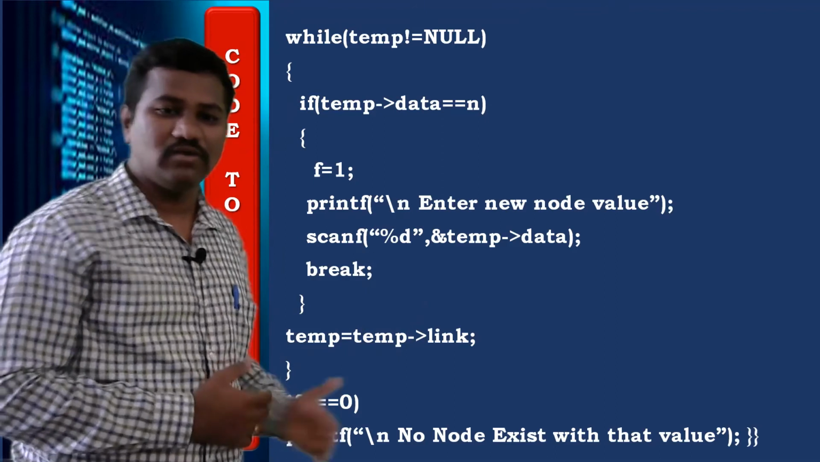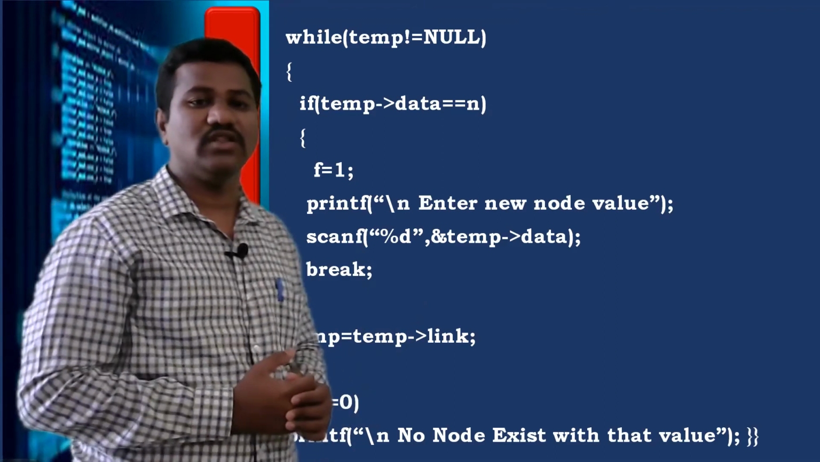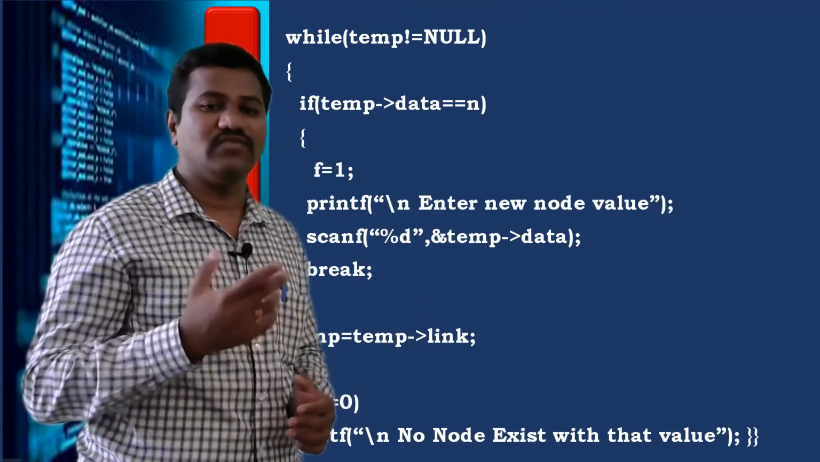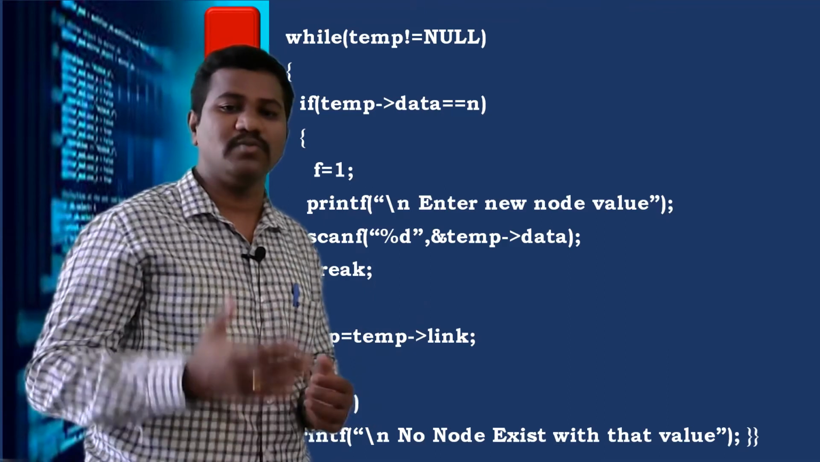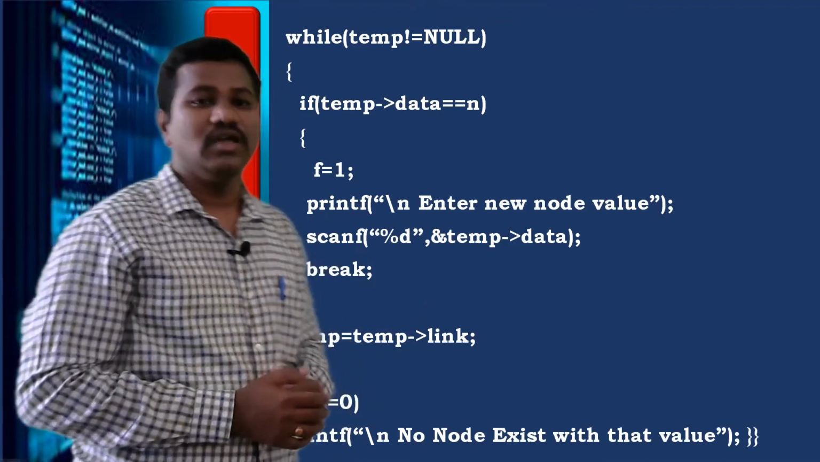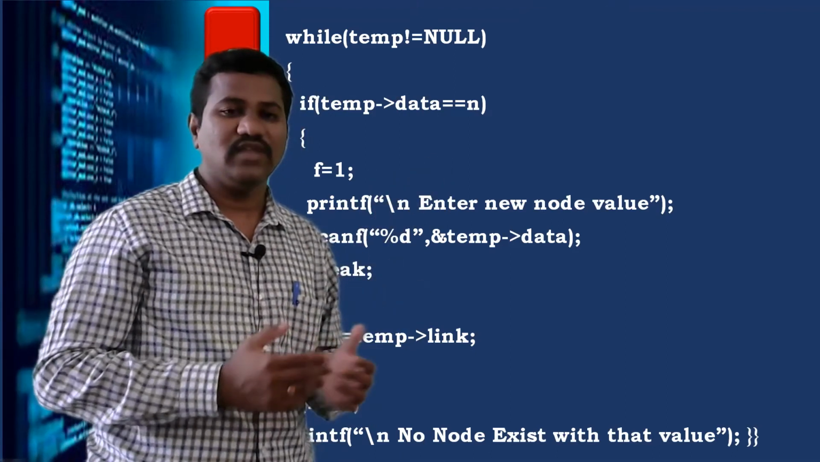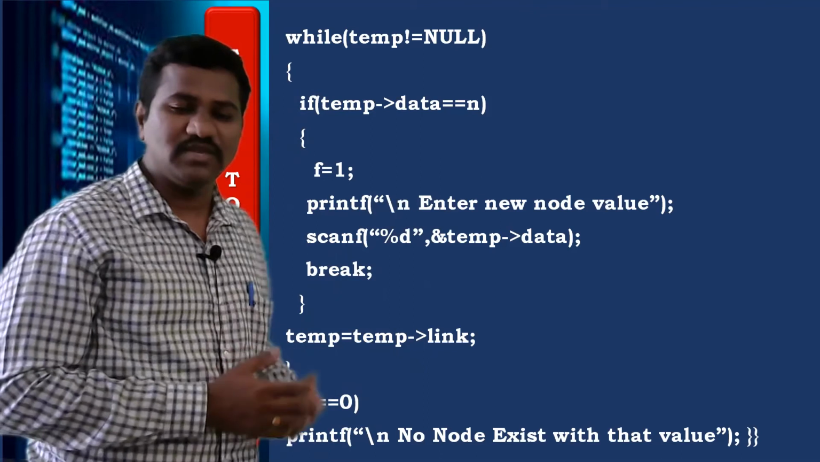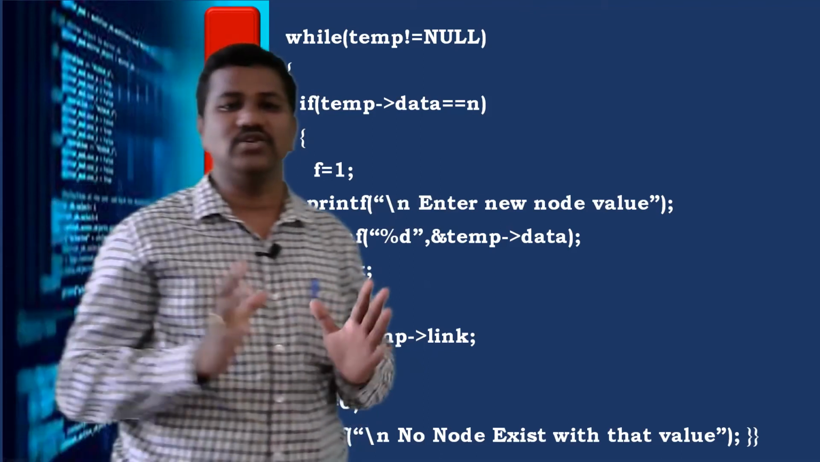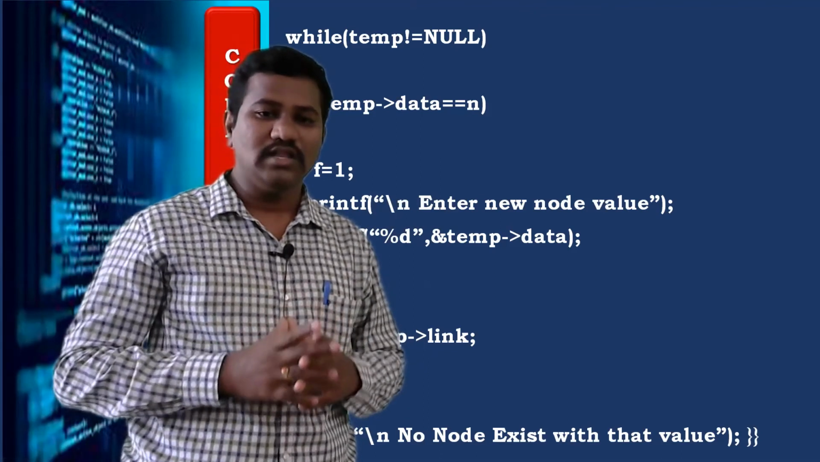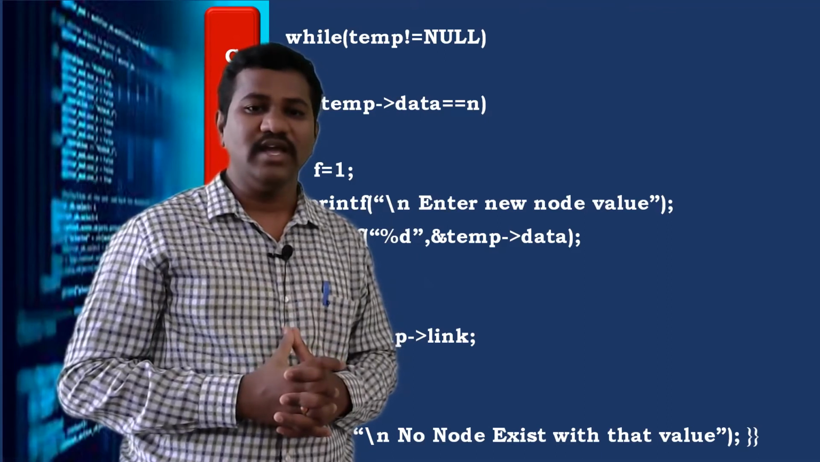After coming out of the while loop, we check an if condition: if the value of f is equal to 0, then I'm going to print that no node exists with that value. If I find the value, then the value of f is changed to 1. If f has been changed, this printf is not going to be executed. So this is how the modify operation is performed in a single linked list.